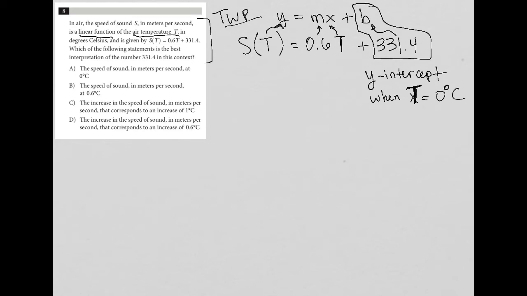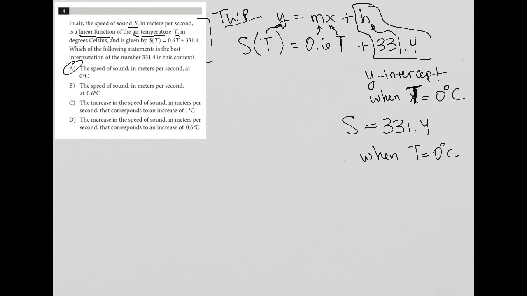So at 0 degrees Celsius, the speed, right, because S stands for speed, we expect the speed to be 331.4. So S equals 331.4 when T equals 0 degrees Celsius. So there's our interpretation right there. So choice A says the speed of sound in meters per second at 0 degrees Celsius. Well, that's pretty much exactly what I just described. So I believe A is the best answer.